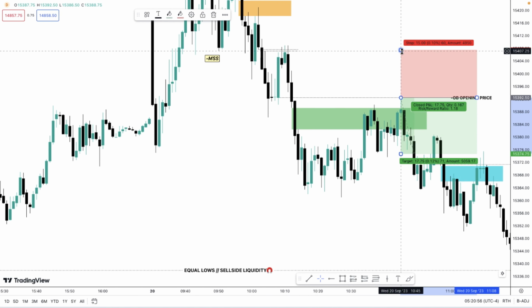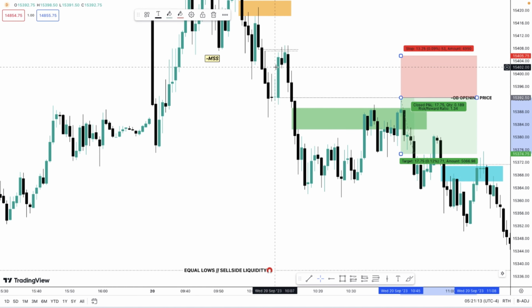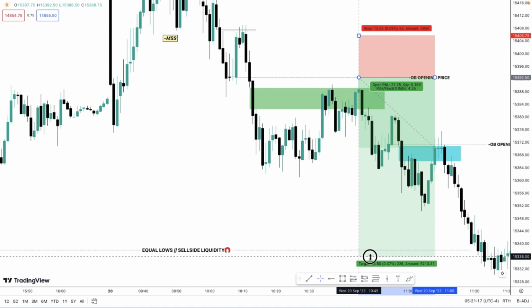Or if you want to have a smaller stop loss, you can put it at the closing price of the order block. So you can put your stop loss at the closing price of the order block. You don't expect price to trade to that. Take profit still the same.